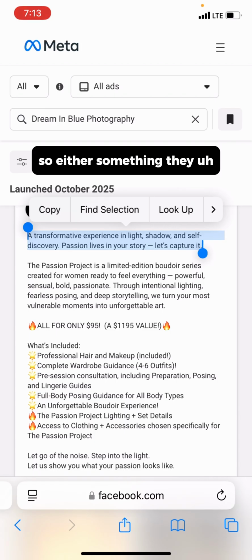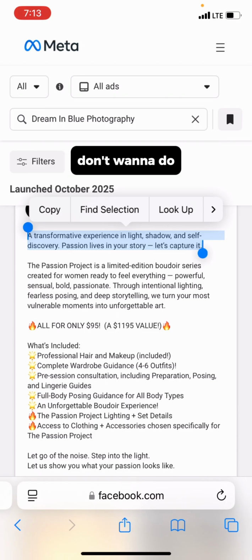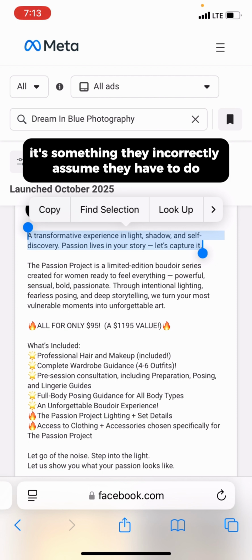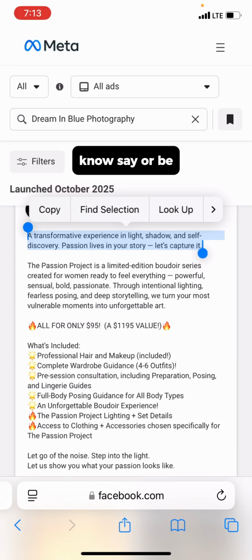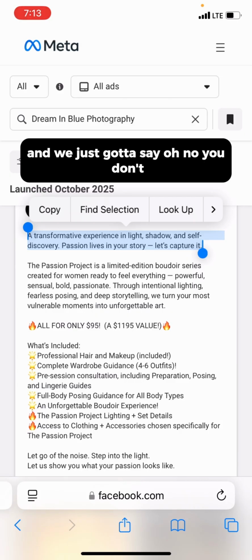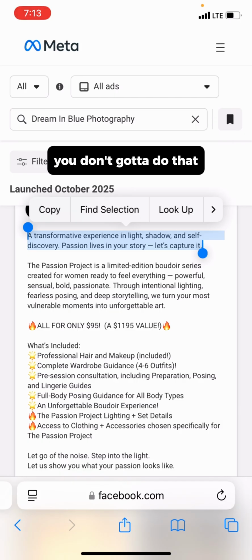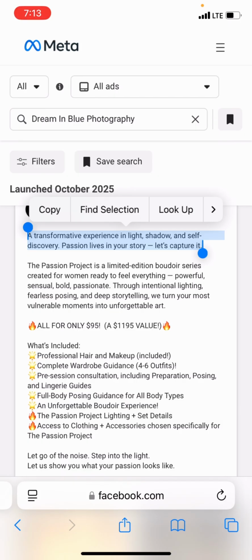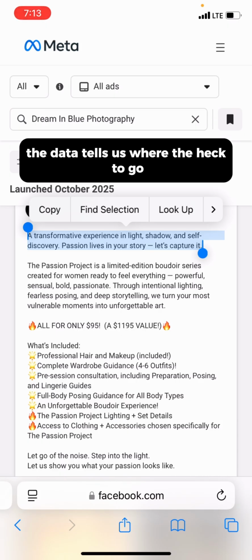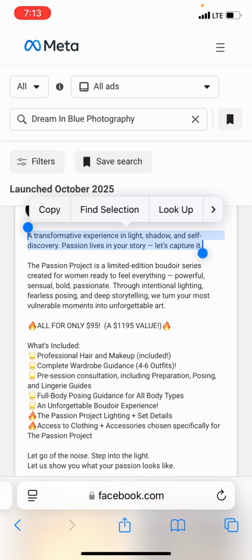It's either something they don't want to do, that some other boudoir photographers have said, or it's something they incorrectly assume they have to do, know, say, or be, but they're incorrect about it. And we just gotta say, oh no, you don't gotta do that. So we really have to know what's going on in their brain, and yes, we test all this stuff. The data tells us where the heck to go.